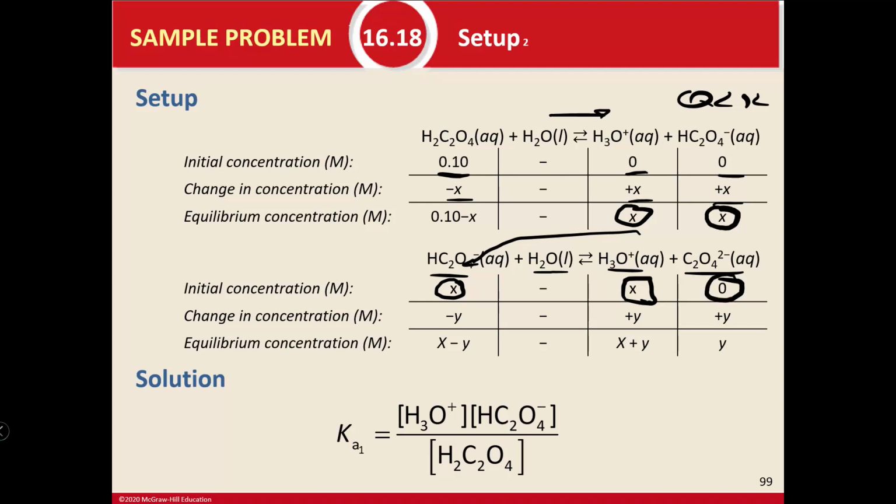So even in this second ice table, we know that Q is going to be less than K because we have a 0 here. So we know this reaction is going in the forward direction as well. So look at the first ice table and set up the equilibrium expression: hydronium ion concentration times the hydrogen oxalate ion concentration divided by the original acid.